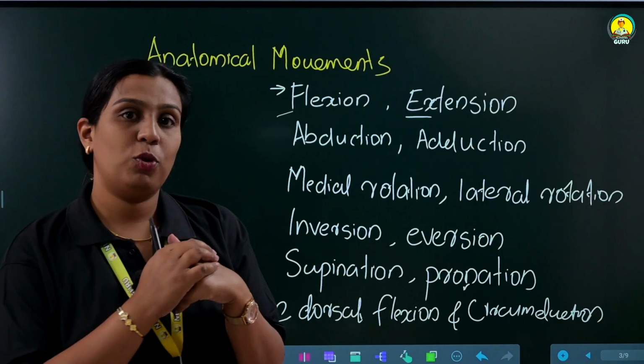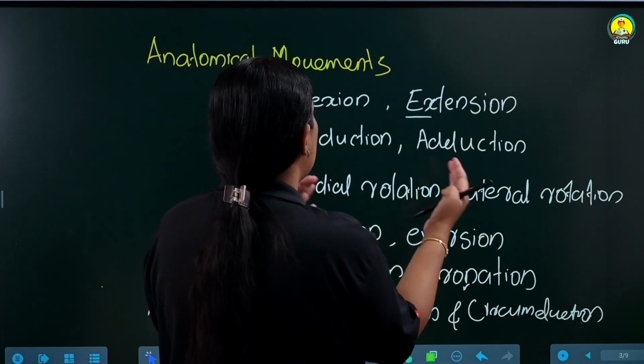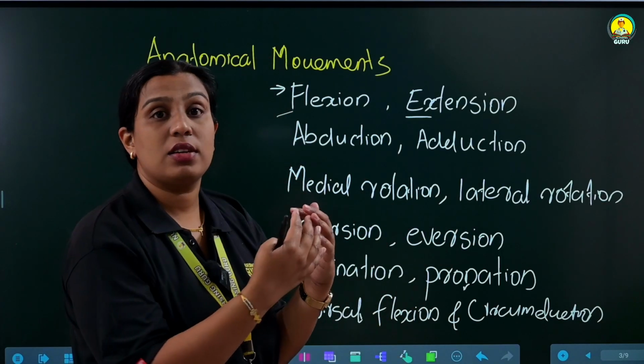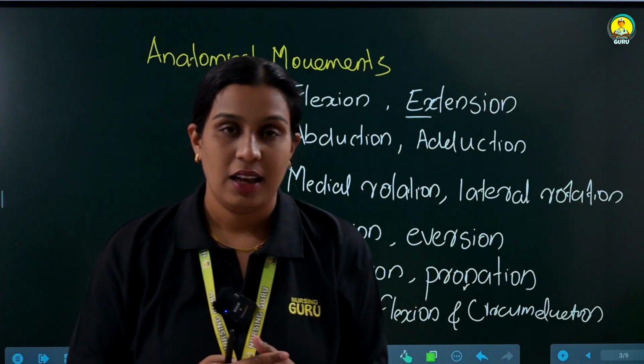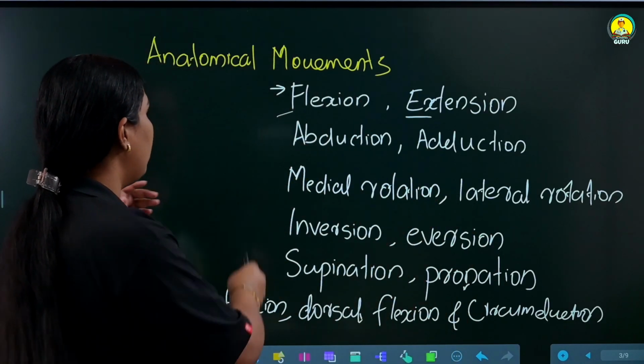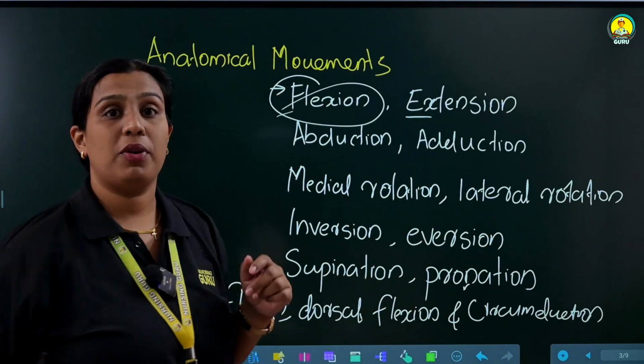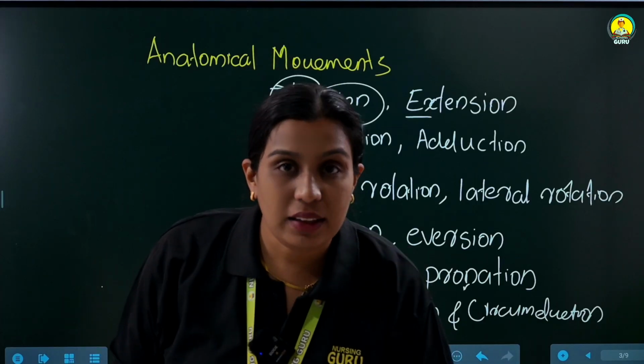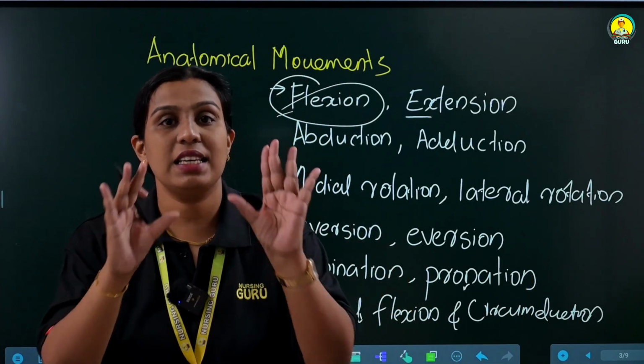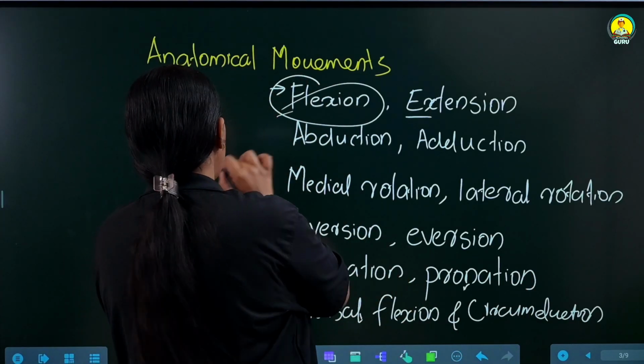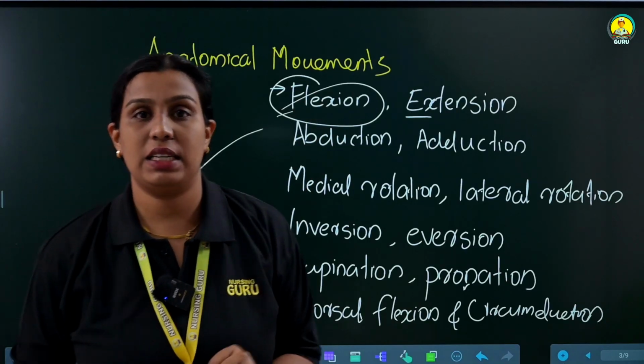Different anatomical movements are there. Example, abduction, adduction, flexion, extension. So what is that? I will explain. First is flexion. So what do you mean by flexion? It means bending a joint or decreasing the angle between two body parts. That is known as flexion.